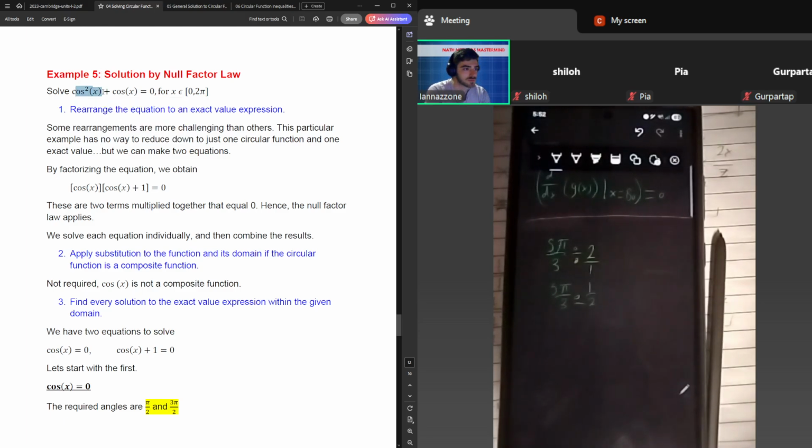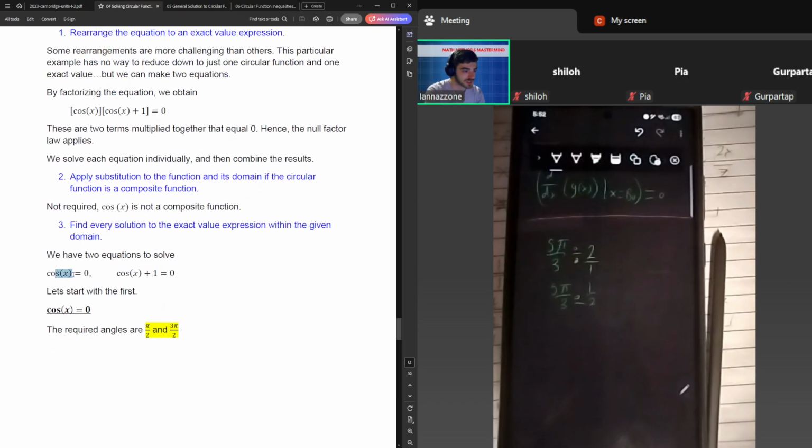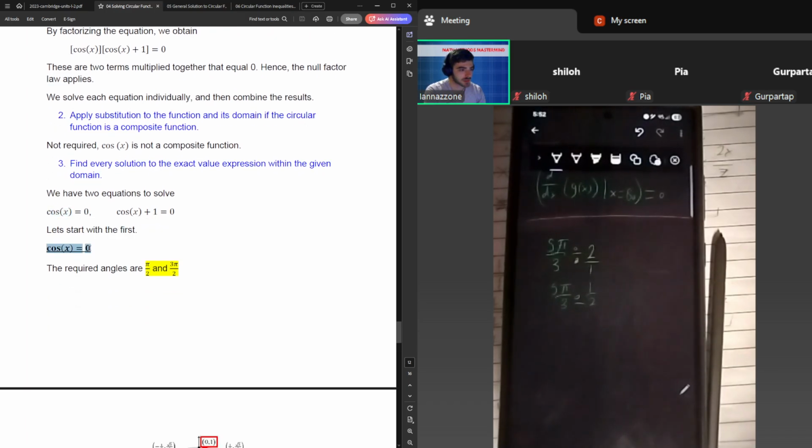And so if you've got cos x, and then another cos x, well, there's a common factor of cos x. That can come out the front. Then, as I said before, either this or this equals 0, and so now you're just solving two sets of circular function equations individually, and then combine the results at the end. So this one's going to be your cos x equals 0, this one's going to be your cos x plus 1 equals 0. So we'll start with this one.